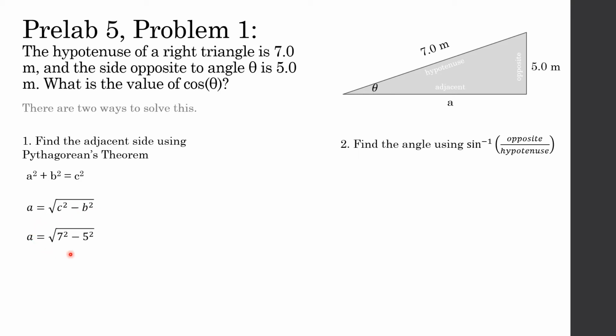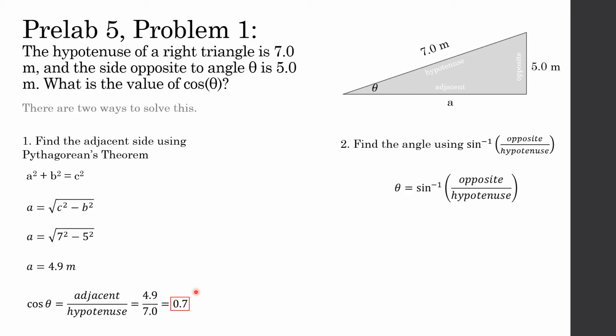Now I plug in our values. So we have 7 squared minus 5 squared, and we're going to take the square root. And we get that the adjacent side is equal to 4.9 meters. Now, we know that cosine of theta is just a ratio between the adjacent side and the hypotenuse side. And so we plug in our value for the adjacent side, we divide by the value for the hypotenuse side, and we get 0.7. Okay, and that's our answer.